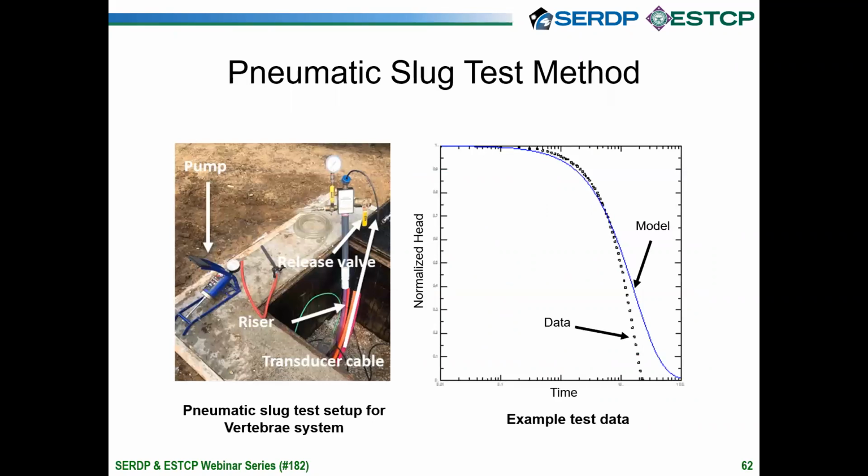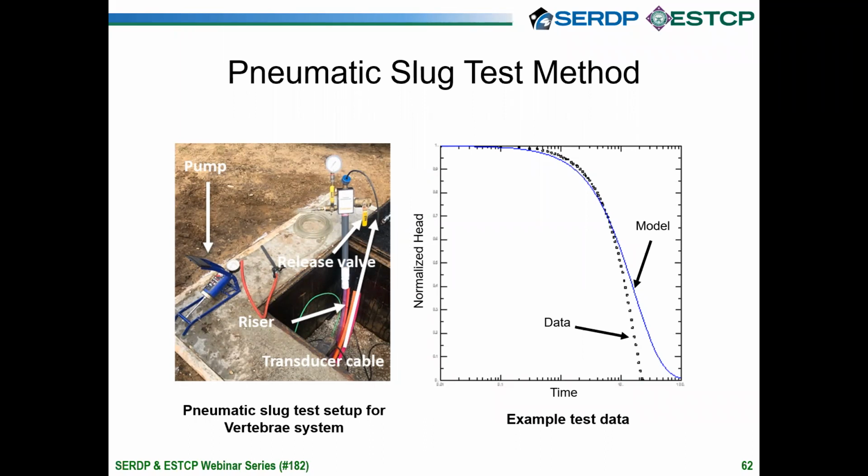Next, we'll cover several groundwater flux measurement techniques, and the first is pneumatic slug testing. The photograph on the left shows the field setup where the casing is pressurized with a hand pump, and then the pressure is instantaneously released with a valve. The graph on the right plots the observed recovery data, which are compared to a slug test model.